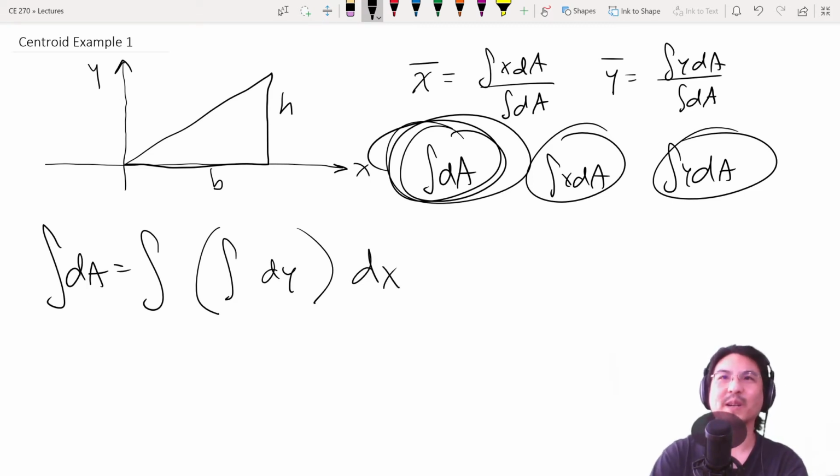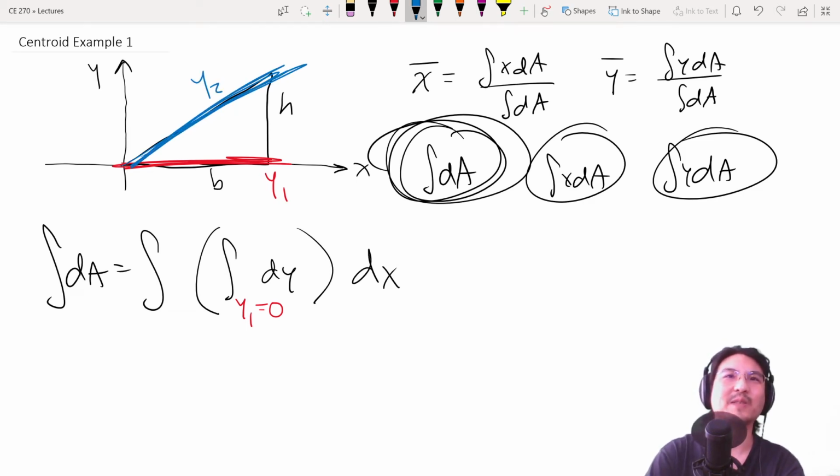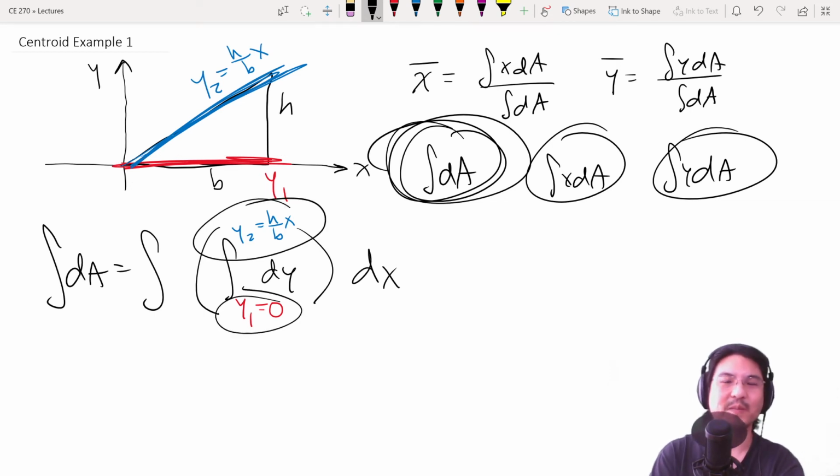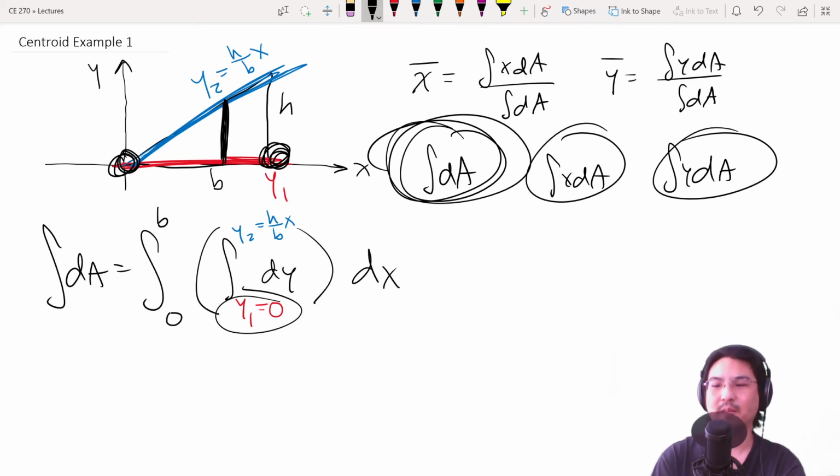In the y direction, we're going from this function, which in this particular example happens to just be 0, up to this function, y2. In this example, the slope is rise over run, and the y-intercept is 0. So in the y direction, you're integrating from this function up to this function, which gives you this infinitesimally thin slice. And then you add up all the slices from here to here, in this example from 0 to b.